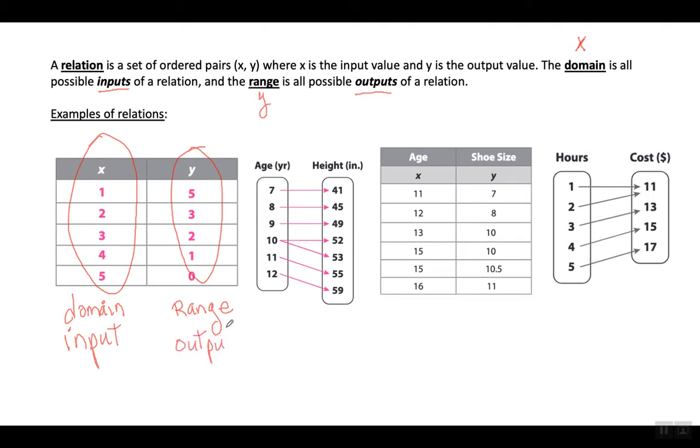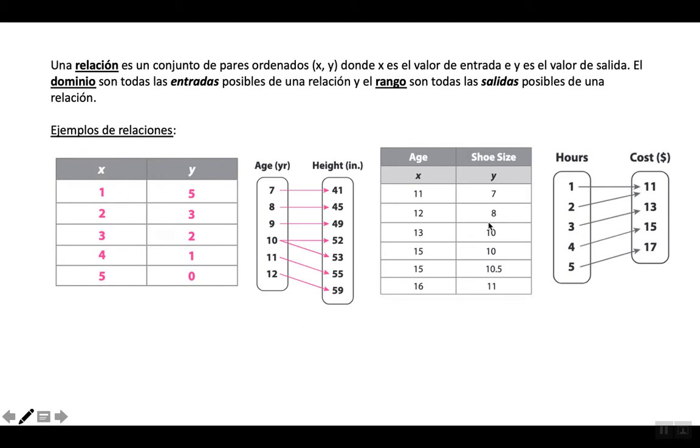Always, always, always. Same is true here. The x is the domain, which is the input. The y is the range, which is the output. So this never changes. That applies whenever you have a relation, which, again, is just a table showing an x coordinate paired up with a y coordinate. That's what a relation is.